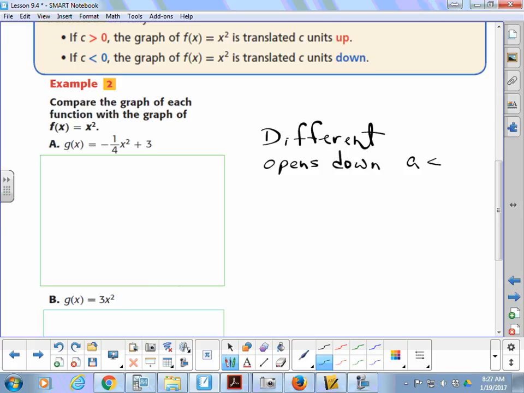A is less than 0. Okay, because a is negative. All right. What else? What's another thing? We have two other numbers there. How do those numbers affect how that graph compares with x squared?